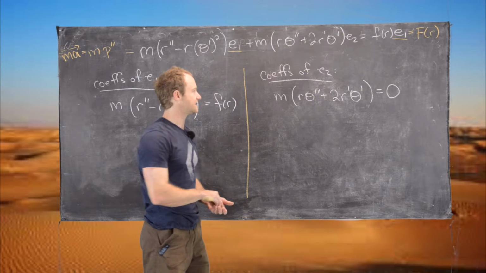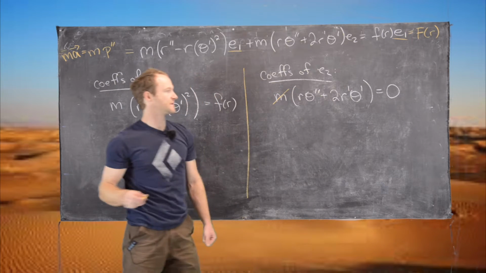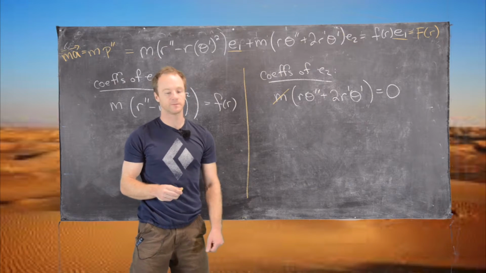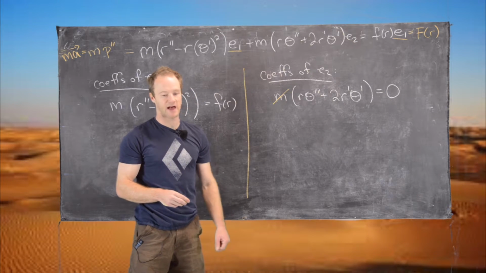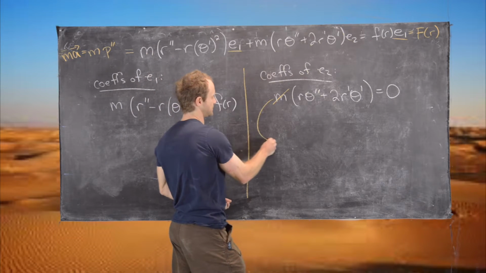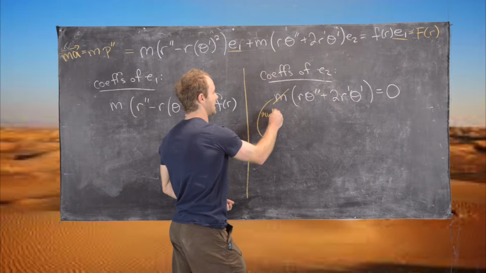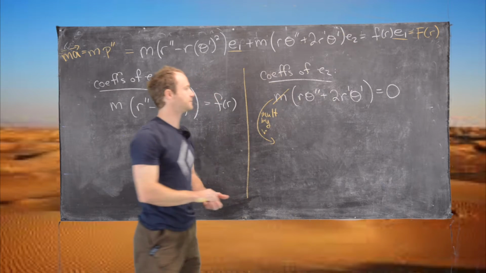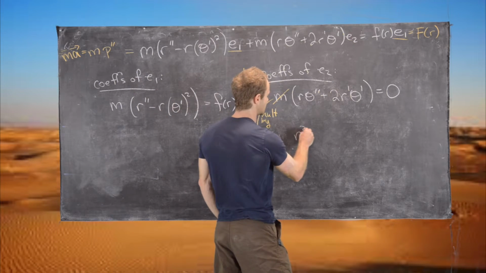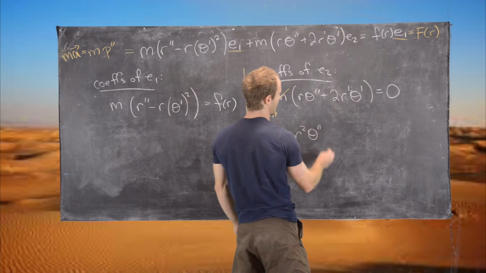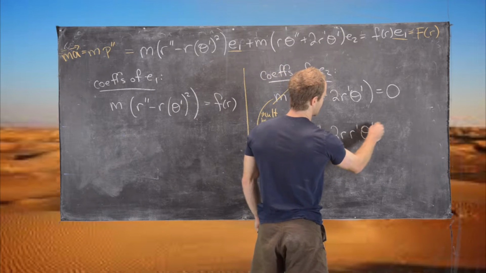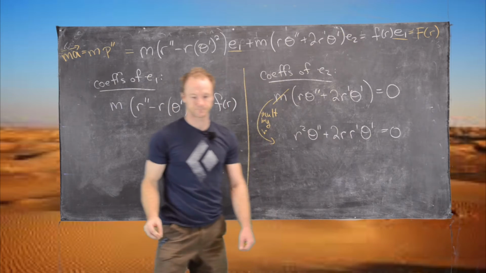So first of all, we can divide out an m. And we can do that because we're assuming that the mass of the object is not 0. I should have said that earlier, but we're assuming the mass of the object is not 0. And the next thing that we want to do is multiply by r, and that's going to give us the following equation. So that'll give us r squared theta double prime plus 2r r prime theta prime equals 0.